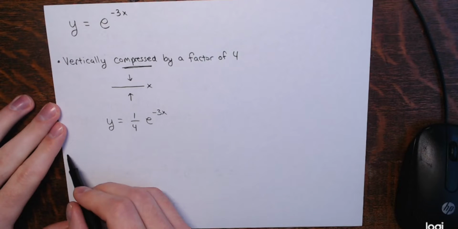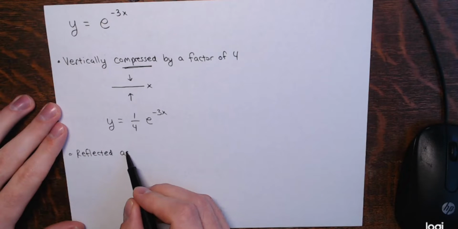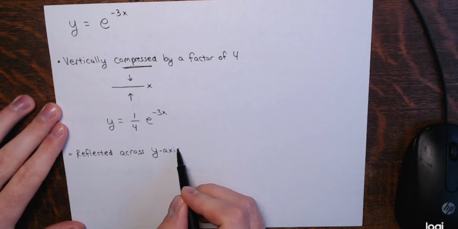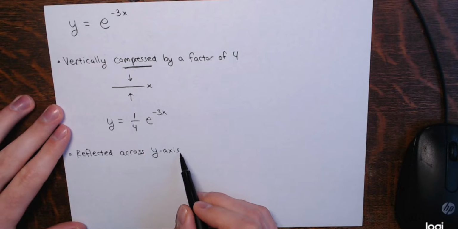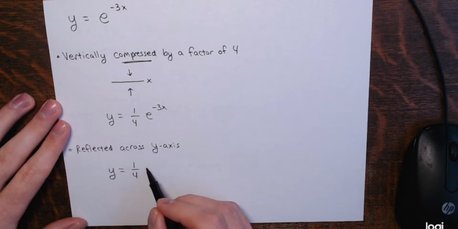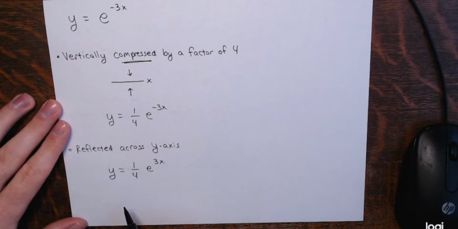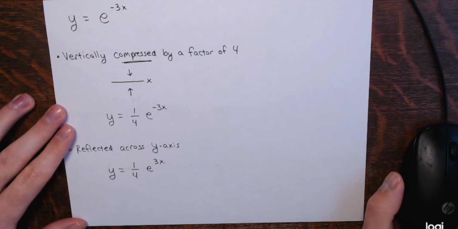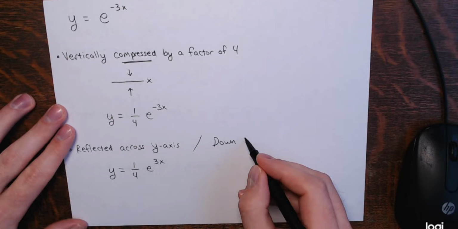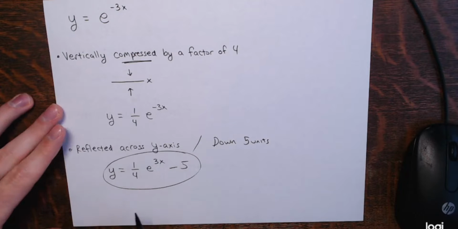Then reflected across the y-axis, we saw that already. Let's just replace all the x's with negative x, which would make this positive 3x for the power. y equals 1/4 times e to the negative 3 times negative x, which would be positive 3x. That reflects it across the y-axis. Then shifted down 5 units. So just throw in -5, and there's the final function they're looking for.